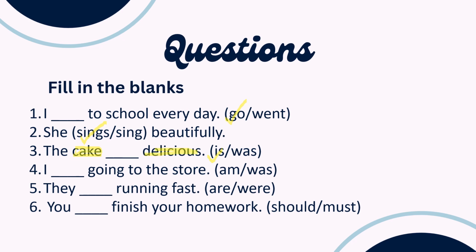Now coming to the next one, it is saying I dash going to the store. I am going to the store. Why was not used? Was is used for denoting the past tense, but it is not a past tense sentence. Now coming to the fifth one, it is saying they dash running fast. So they are running fast, not were. Why not were? Because were is used for the past one. But it is a present sentence. So they are running fast. Now coming to the next one. You dash finish your homework. You must finish your homework.